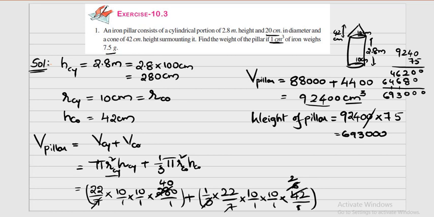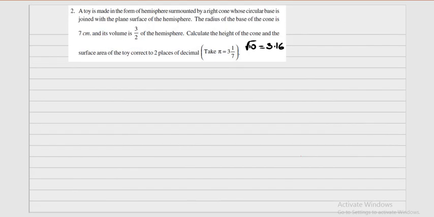So here the weight is taken in what? Grams, no? So this is nothing but grams. Clearly, we have 3 zeros at the end, right? 3 zeros at the end means I can directly write it as 693 kgs. So the weight of the pillar is 693 kgs. I hope you have understood this particular simplification, right? Let's move on to the next question.